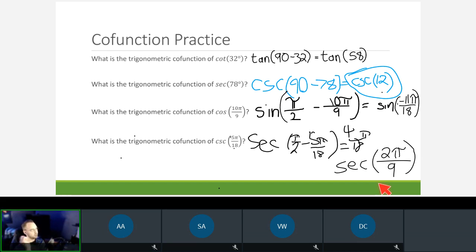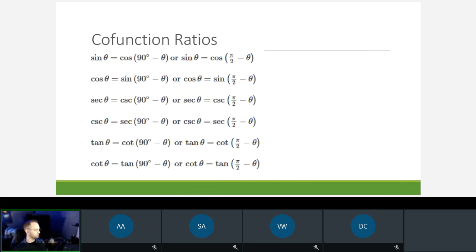All right, so we good on these cofunction conversions? Yeah, you have to have these written down. Don't memorize them because you'll forget them.